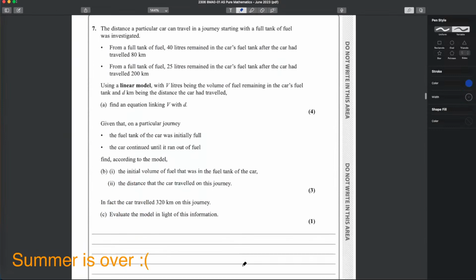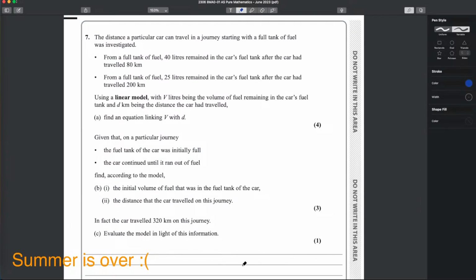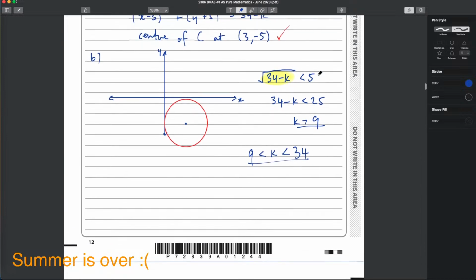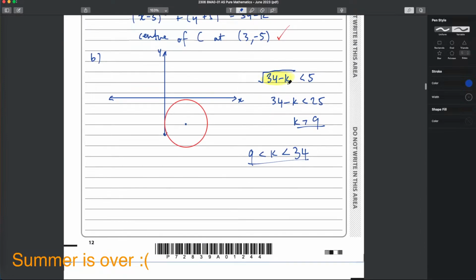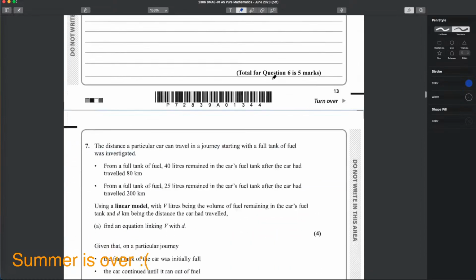Oh dear. First mistake of the paper. But maybe we won't make another one. It can't equal 34 because then it's 0. It must strictly be less than and greater than. Does that make sense?